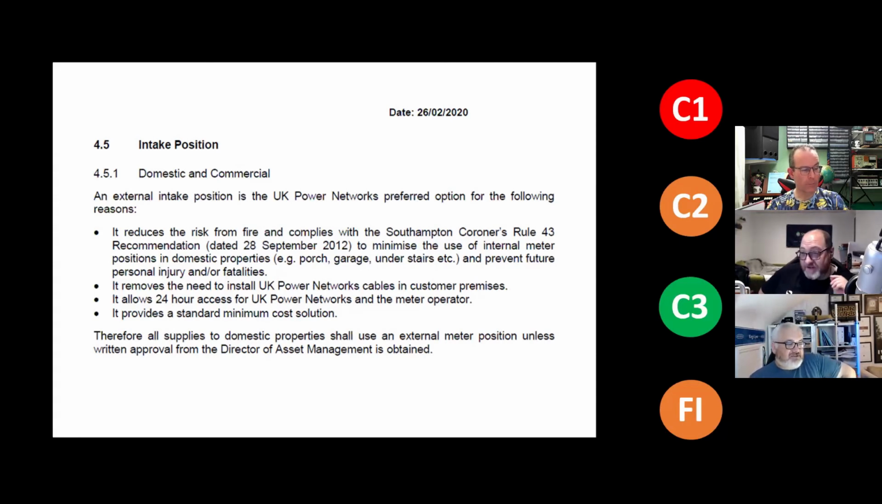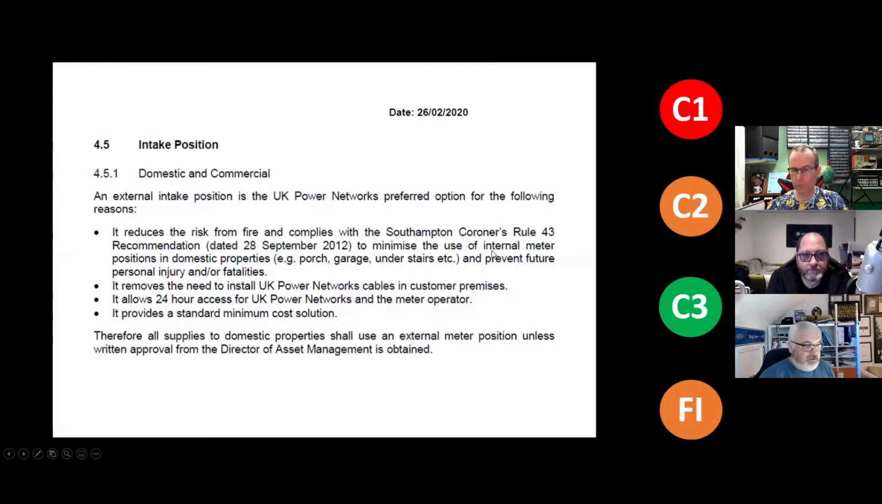Right, so let me finish reading this. It removes the need to install UK Power Networks cabling in customer premises. It allows for 24-hour access to UK Power Networks and the meter operator, which has been known to be dangerous because the meter operators about 20 years ago were quite naughty. They were going and pulling installations on full load, and there was an incident where somebody who was connected into some home medical equipment nearly got killed because of it. And it provides a standard minimum cost solution.